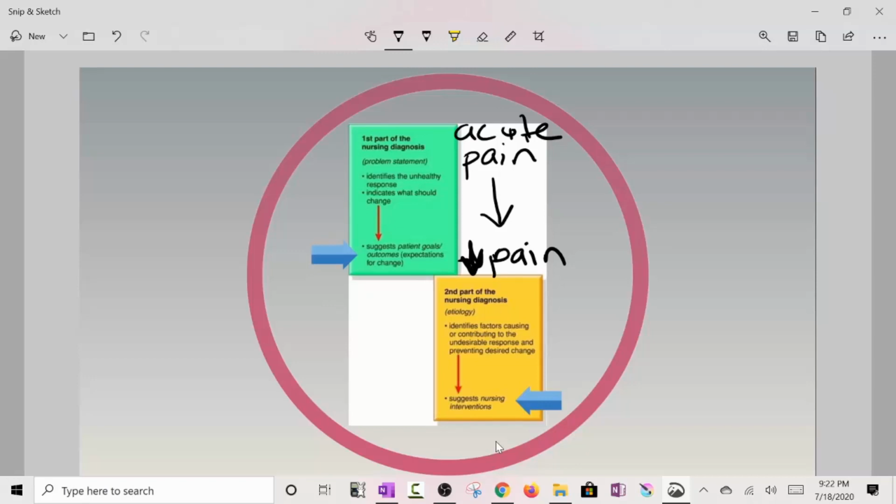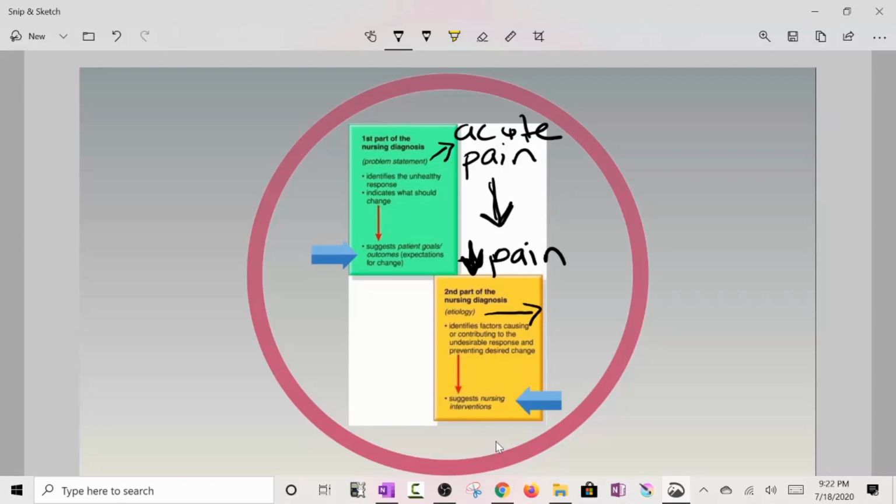And I'll show you how to write these outcomes. But a goal, in a nutshell, would be a reduction in pain, right? We don't want her to have pain. So that problem statement or acute pain is driving, as you can see this arrow down here, the suggested patient goals or outcomes. The second part of the nursing diagnosis, which is the etiology, was what?